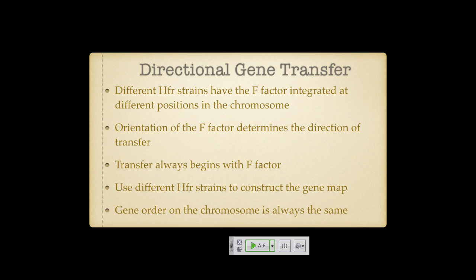Now, I'm going to just do this real quick because we can come back, so you can think about it, and we'll come back on Monday. So this is going to be unidirectional transfer. Now, here's the important point. The F factor in different cells can integrate in different places. But it always begins transfer from where it starts.